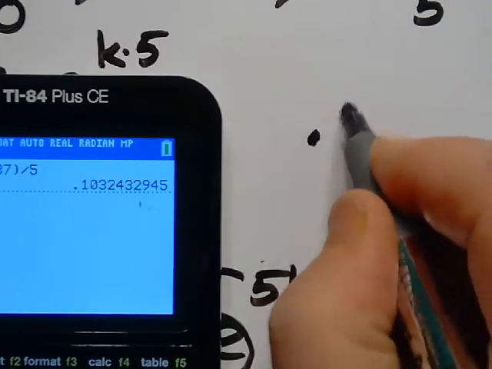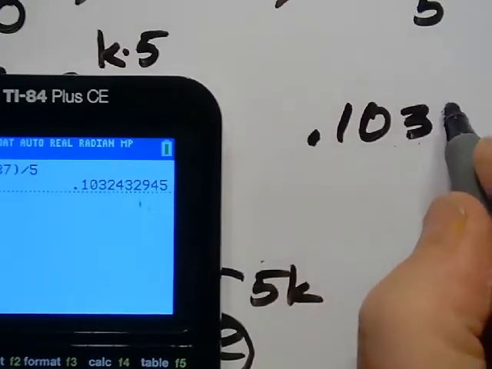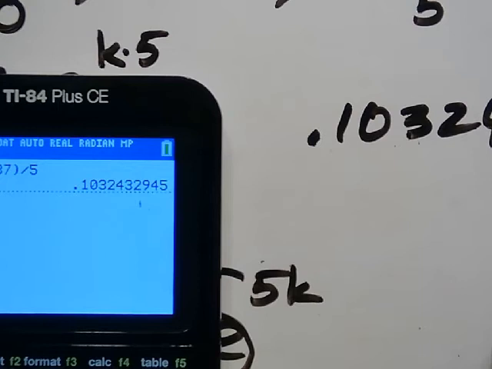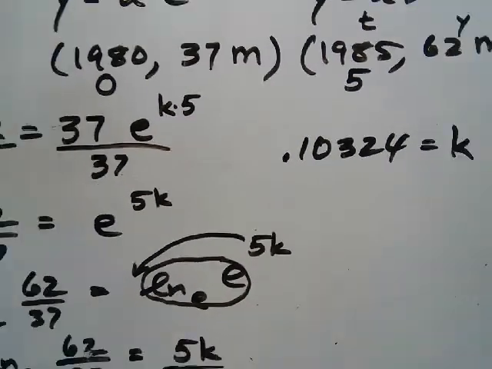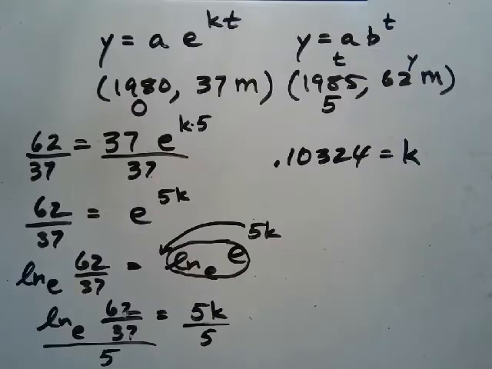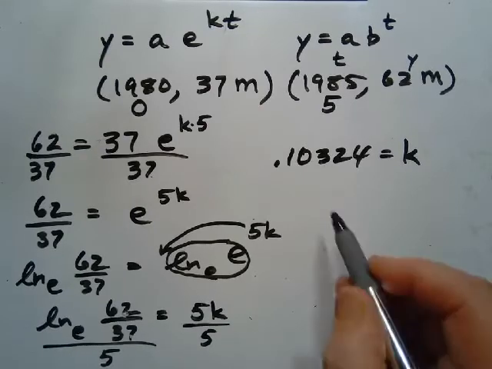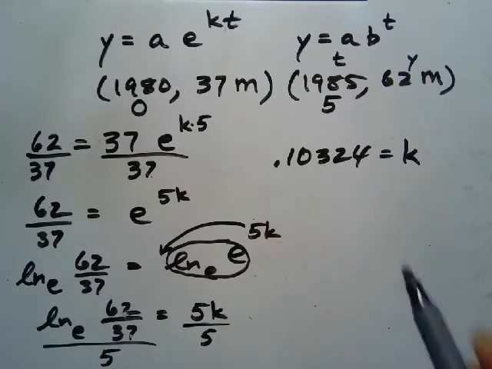What do we get? Well, we get a number. It's 0.10324, and that's equal to this thing called k. Now, k is not the rate. The rate is this combination of e and k.